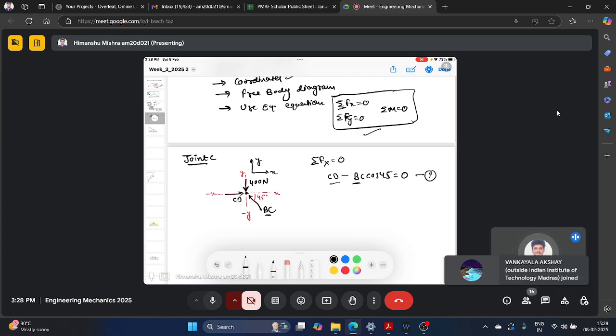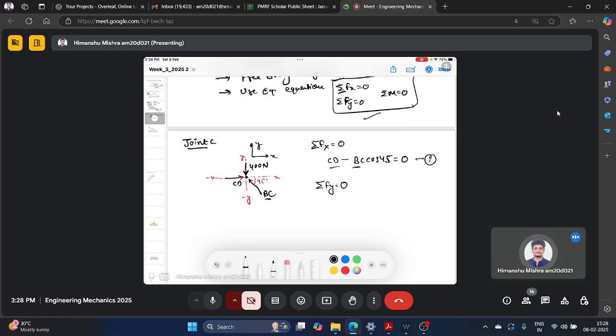So then we will be using the summation of force in the y direction and equating to 0. Here we can ignore the force in CD because it's in the horizontal x direction, so we don't need to take care of it. So we can easily find the force in member BC here. So it will be 400 minus BC sin 45, and that's equation 2. So BC sin 45 equals 400. So BC equals 400 divided by sin 45.